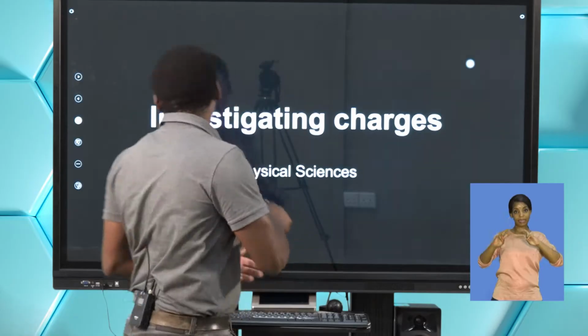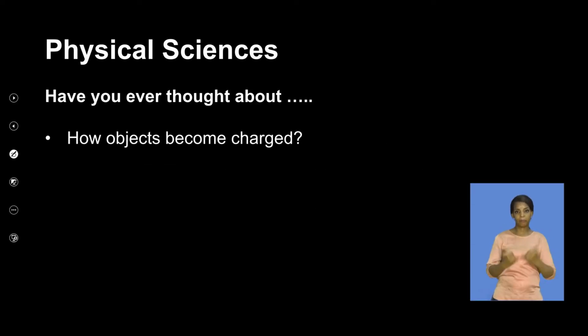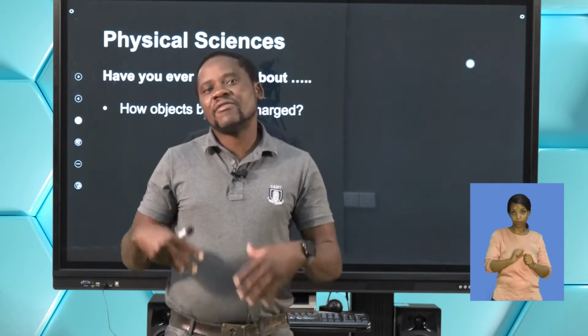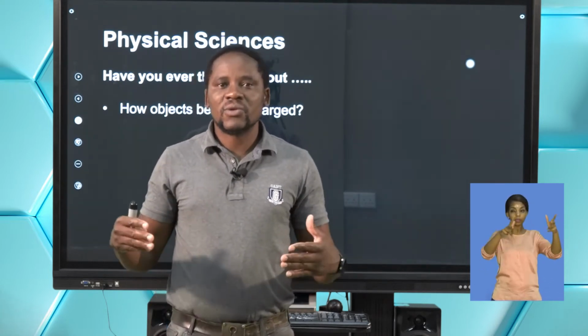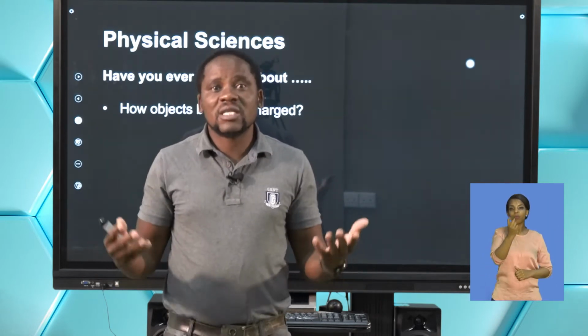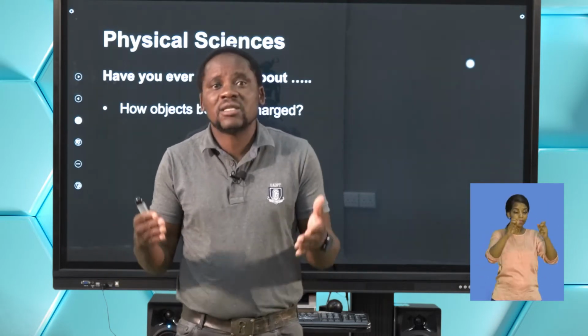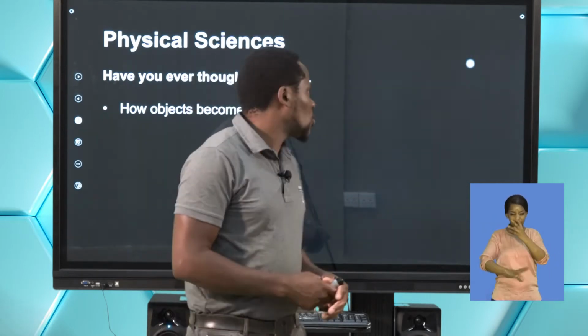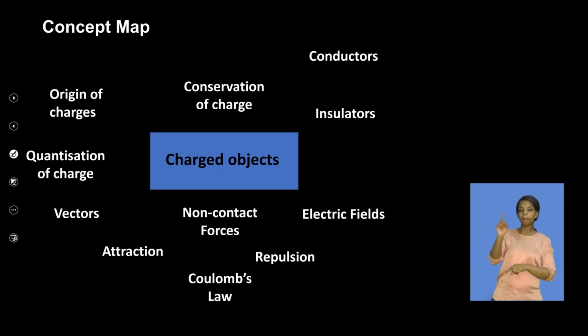Now let's look at a big question for today. Have you ever thought about how objects become charged in nature? The idea of making everyday life observations as far as static electricity is concerned is one of the obvious things that happens around us, because the science that we do in class is actually very much alive around us, right? So let's look at the concept map or the mind map as far as charged objects are concerned.